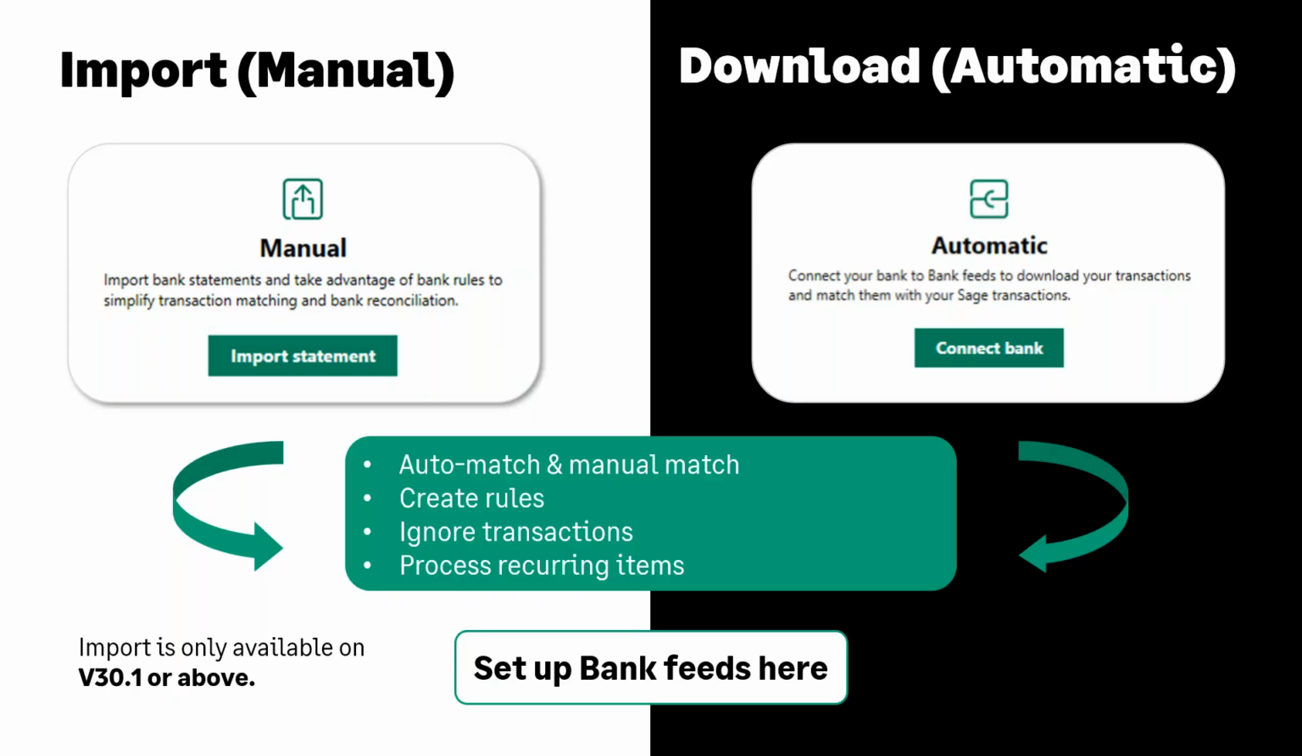A question just came in: is it down to your individual bank how far back you can do this? Yes, some may only allow you to download, in terms of automatic feeds, about 90 days. But if you are on version 30.1 or above, and you may need to reconcile all the transactions, if you download those transactions into a file, you can then also use import with automatic as well.